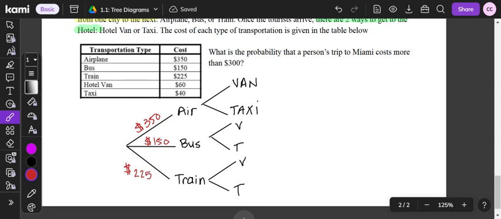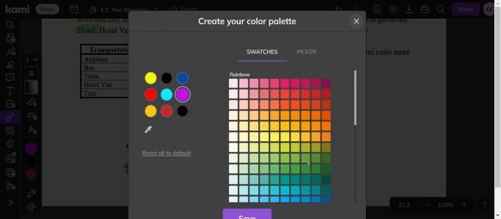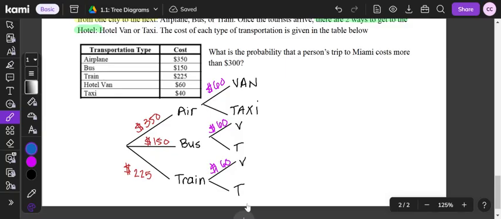Okay, the next thing I know, once I'm in Miami, now I got to get to the hotel. I know the hotel van is $60. So all of these branches here are going to be 60. Okay. And then I know the taxi. Let's see, give me another color. Give me blue. Okay, I know the taxi is going to be $40. So all of these branches are going to be 40.